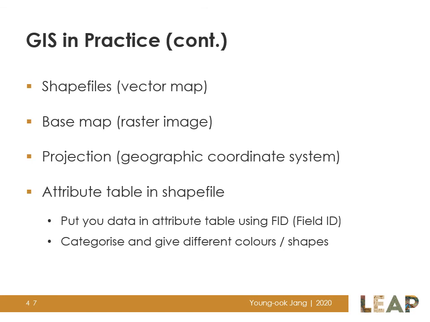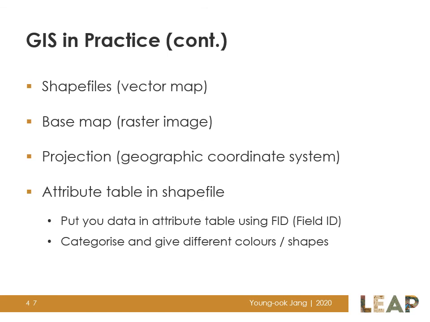Okay. And then the third thing is projection. So this is the geographic coordinate system. For example, two shapefiles, or the shapefile and the base map, should have the same projection if these two are to be matched perfectly.